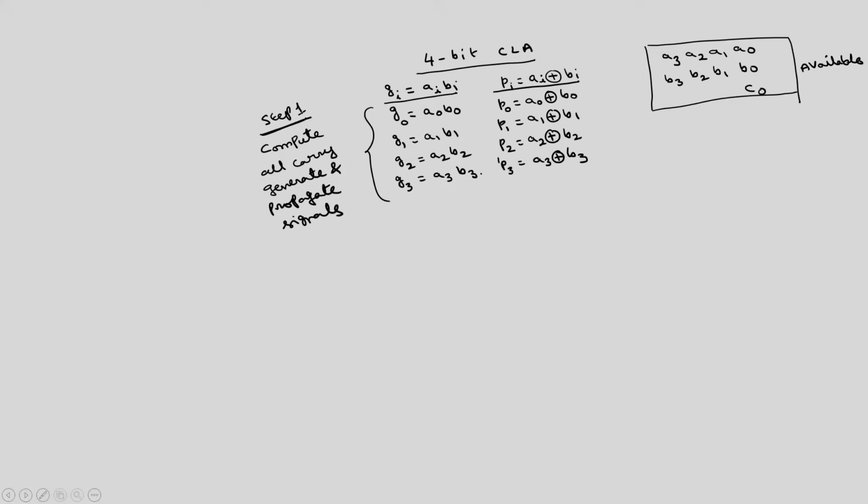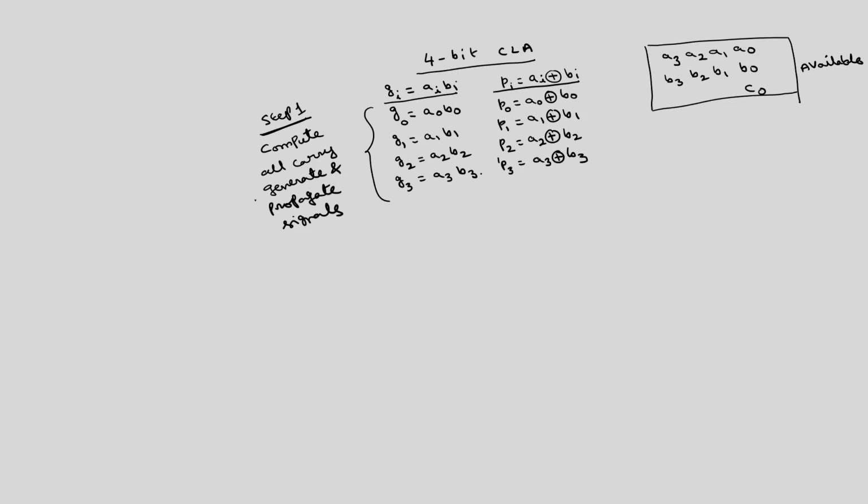So, regardless of the number of bits, we have only 3 steps, unlike the ripple carry adder. In case of CLA, we have only 3 steps. The first step is we will generate all the generate signals and propagate signals. If it is 5-bit, you will generate G4 and P4 also. If it is 6-bit, you will generate G5 and P5 also. Okay.